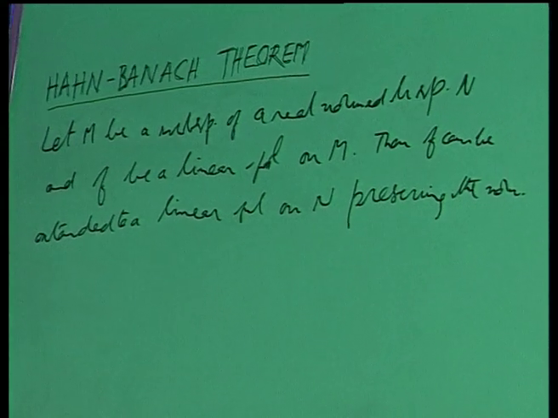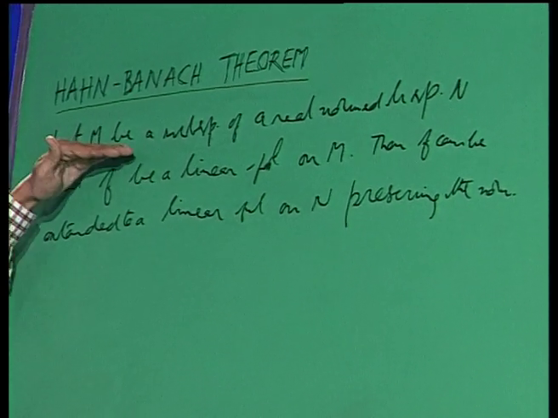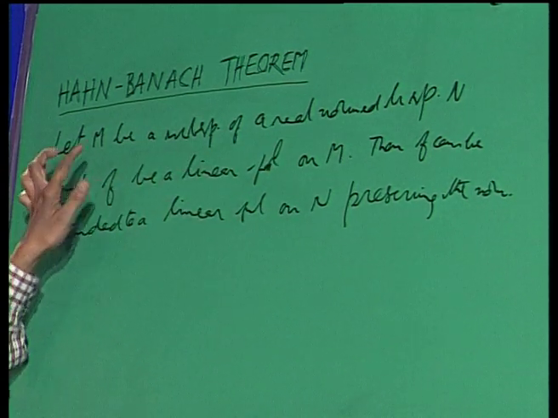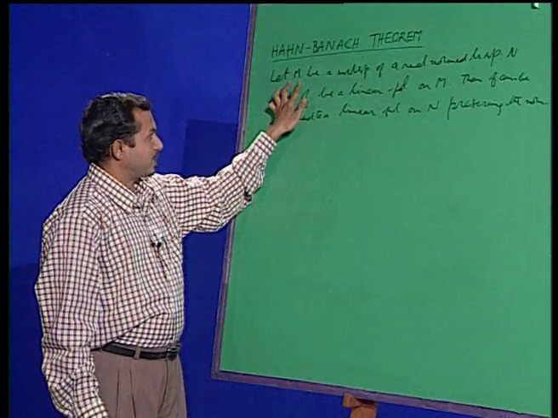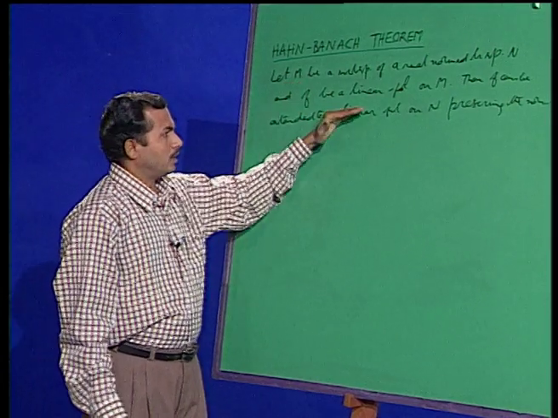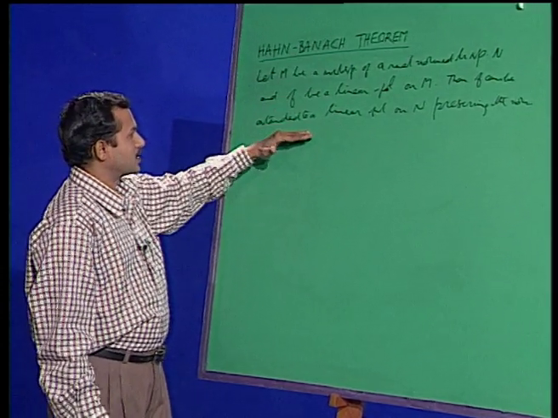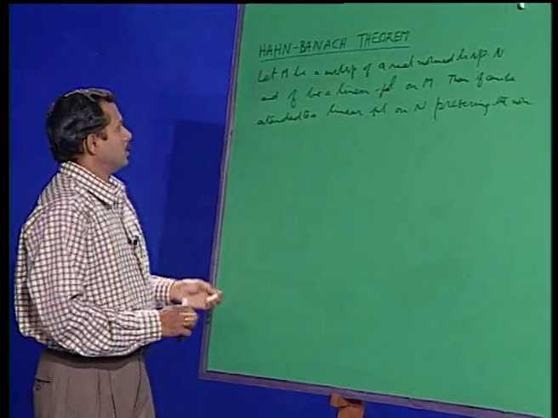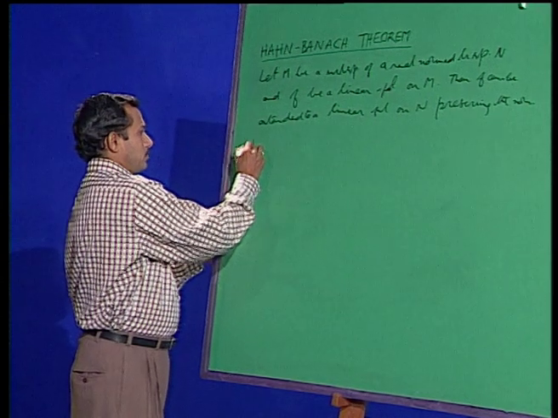Right. So here M is a subspace of a real normed linear space capital N, and F is a linear functional on this smaller space capital M. And what this theorem says is that this F can be extended to the whole space capital N preserving its norm. First, let us prove this theorem.